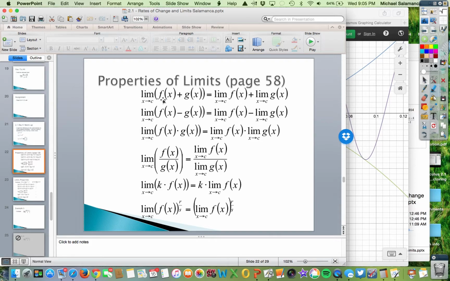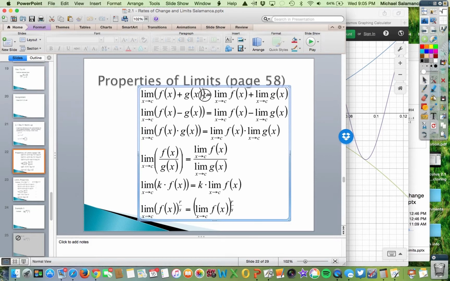So if I have two functions, we'll look at the first row, f of x, and we're adding g of x. The limit of both of those functions added together is equivalent to the limit of each function separately, and then we add them up. So you'll see that on the left side we added the two functions, but on the right side of the equal sign, we separated them, and that's how we can find their limits.